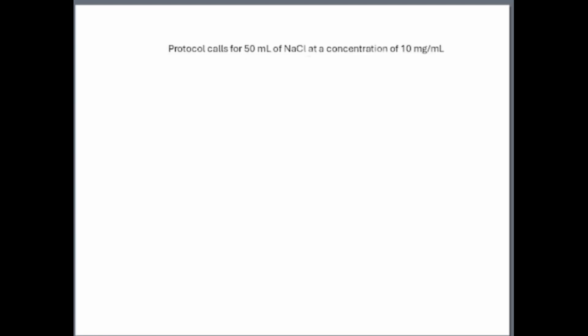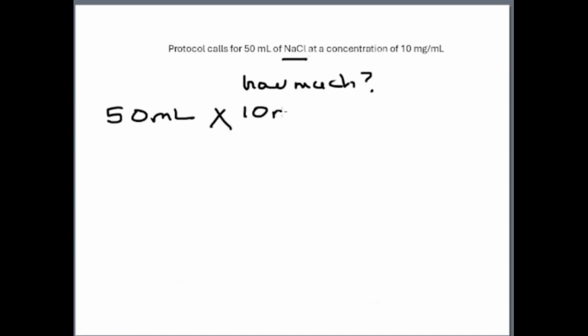So now moving into the lab, let's suppose we have a protocol. It calls for 50 mLs of sodium chloride, that is the solute, at a concentration of 10 mg per mL. So our question is, how much sodium chloride are we going to weigh out to get this solution? Okay, we know we want 50 mLs, and we want a concentration of 10 mg per mL. So using unit canceling, we can say we need 50 times 10 mg equals 500 milligrams.